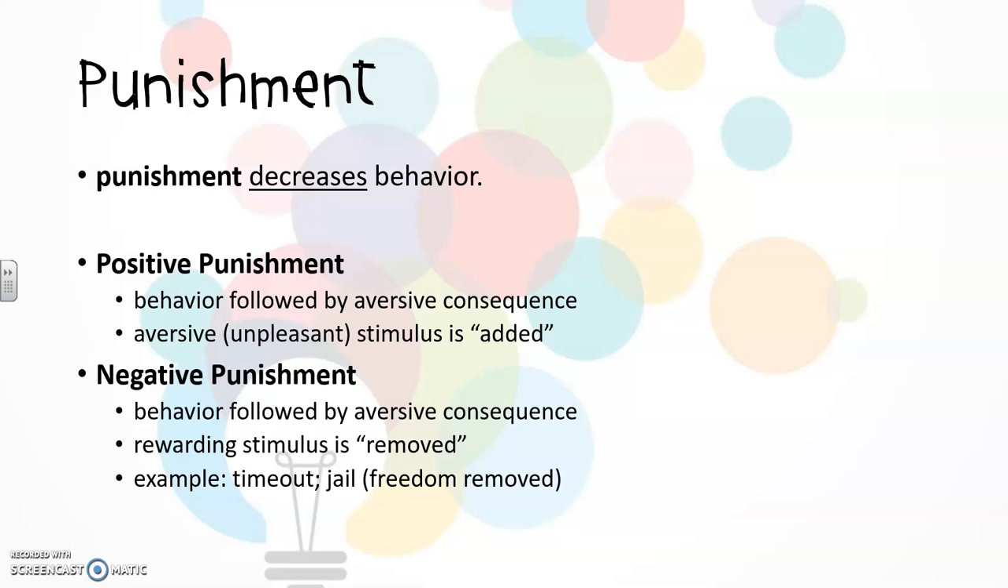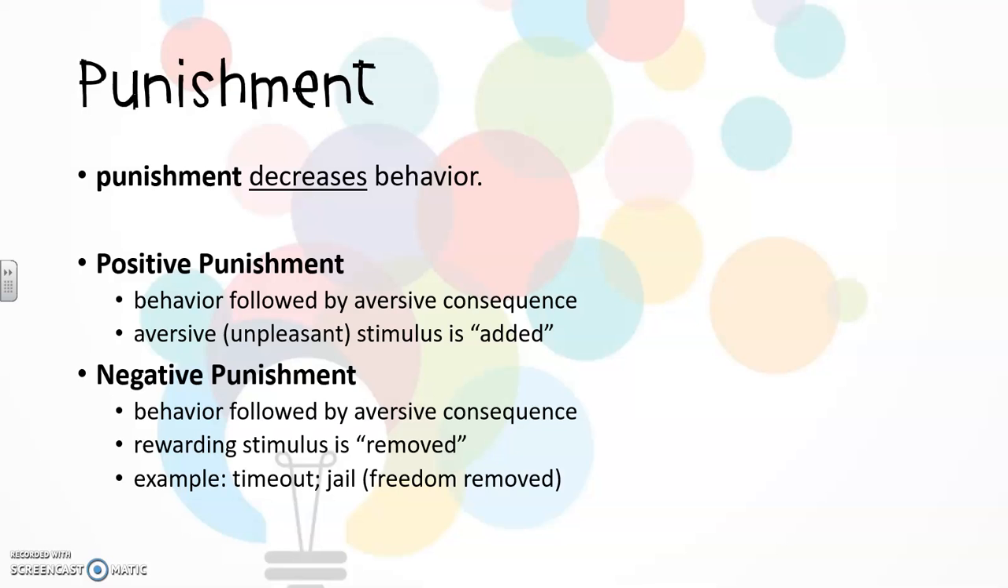And then we have punishment. Punishment decreases a behavior, and there can be positive punishment as well as negative punishment. And these are a little bit tricky. Positive punishment, an unpleasant stimulus is added, such as a child getting spanked or a parking ticket, because you're adding something.